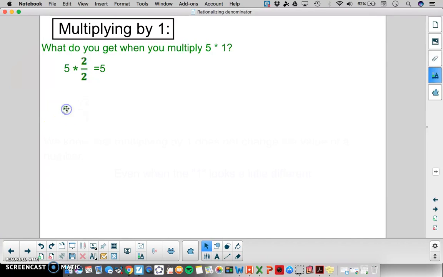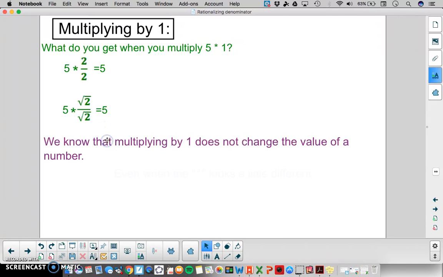What if I took that same 5 and then multiplied by root 2 over root 2? Again, this is just 1. It just looks a little different. So I would still have 5. So we know that multiplying by 1 does not change the value of a number, even if the 1 looks a little different. We're going to use this for what we do next.